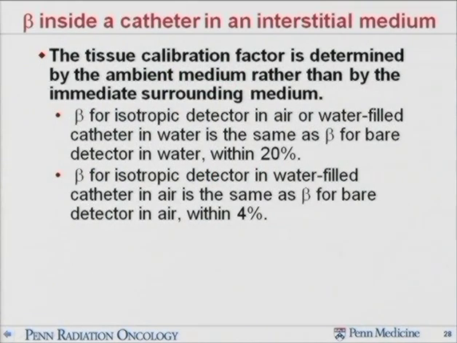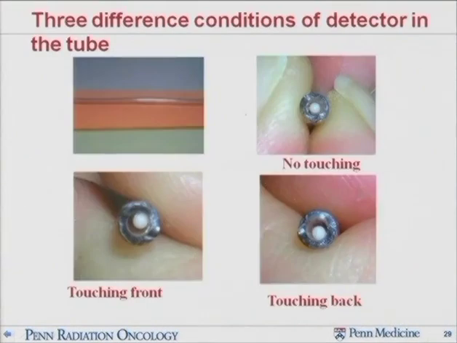And then we looked at what happens if the detector is in different positions in catheters. This is a summary of the different positions inside a catheter. In air or in a water-filled catheter, beta is the same as that for the Bell detector in water within 20%, and in a water-filled catheter in air, it is the same as the Bell catheter in air, but within 4%.